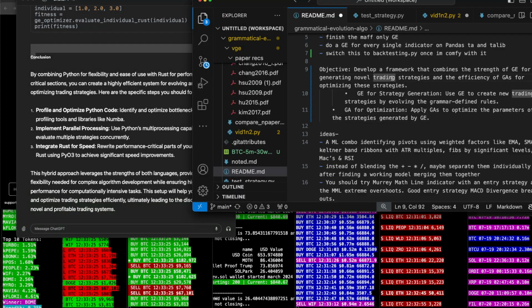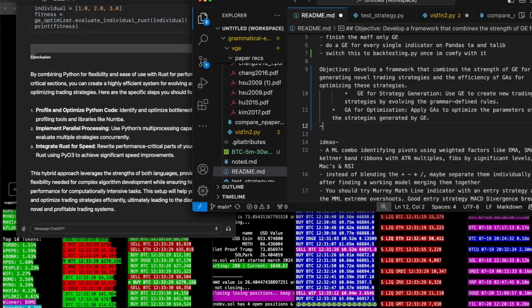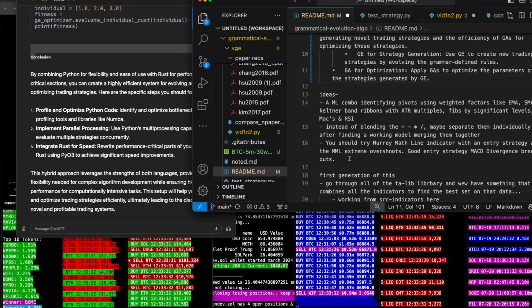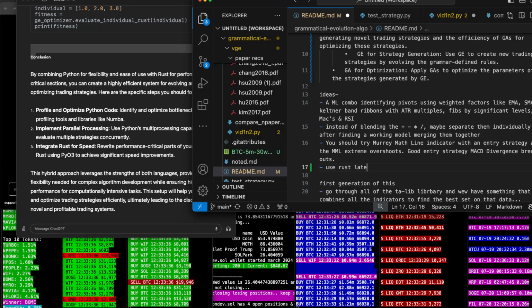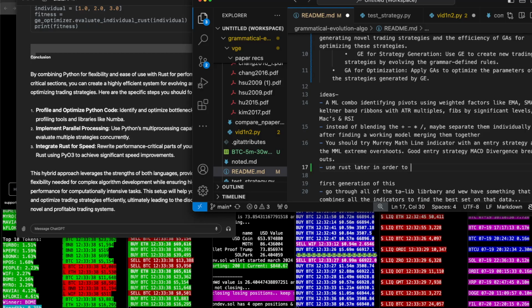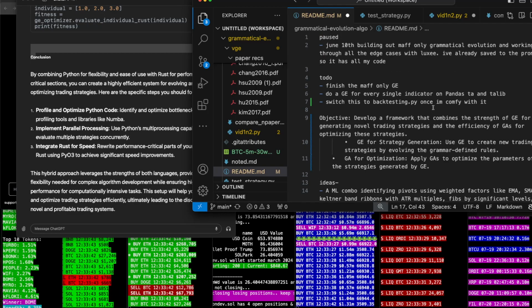Okay, so I'm not going to do Rust right away. No way. Maybe use Rust later in order to speed this up. Let's go ahead and look through our notes because we've been working on this for a while.